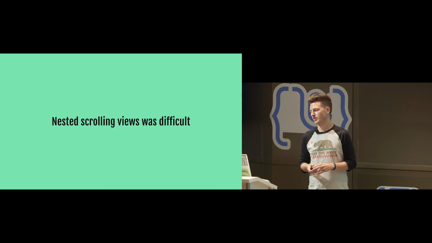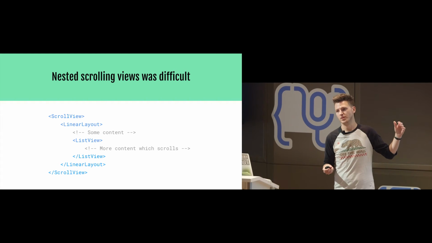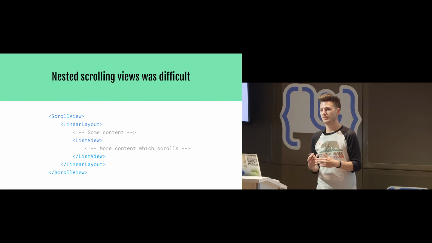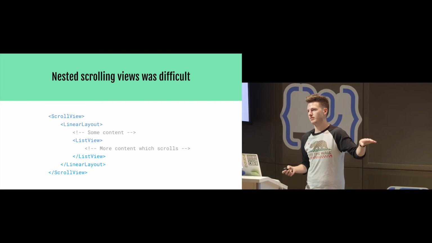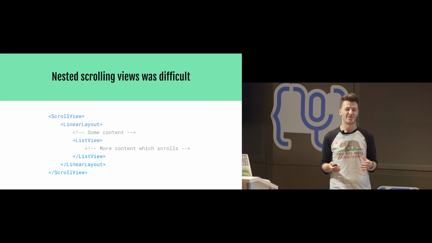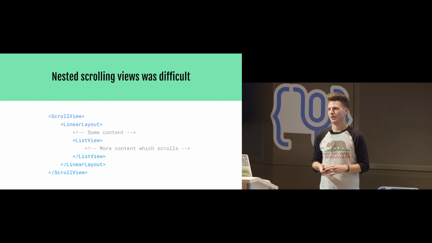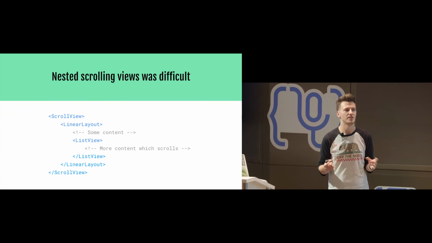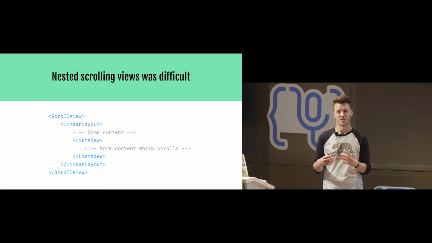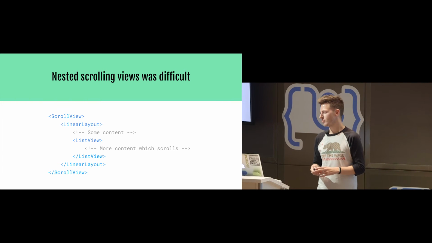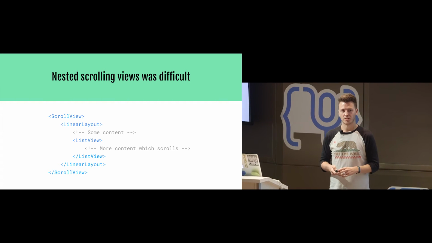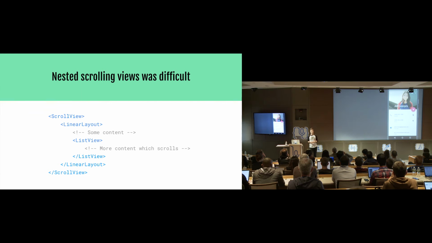If we look at this example, you've got an outer scroll view, and in it you've got a linear layout, and then deep down in there you've got a list view. That was never something we really supported before API 21. If you actually try to do it, the thing that scrolls depends on where the user touches, and it just gets a bit weird. So API 21 came along, and at the same time came Material.